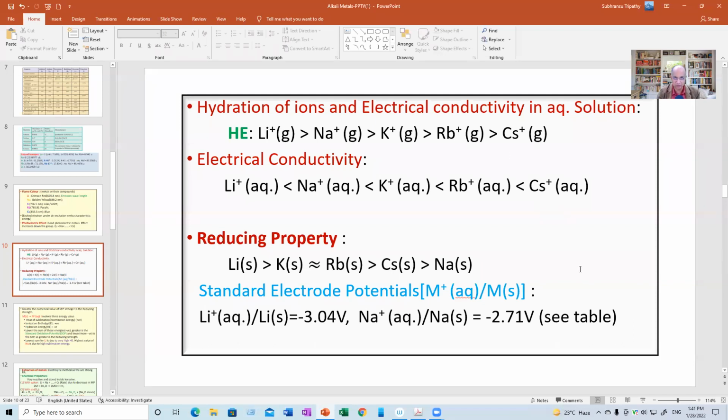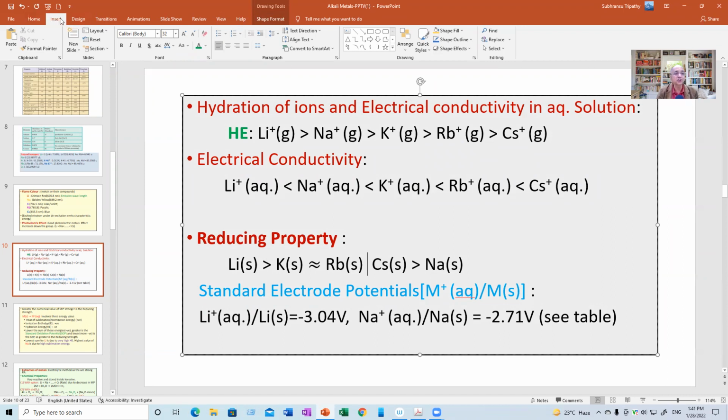It becomes the slowest person. Now, as I have already told you, here comes the most important part of alkali metals, the reducing strength. We already know that lithium is number one, then potassium, rubidium, and cesium.